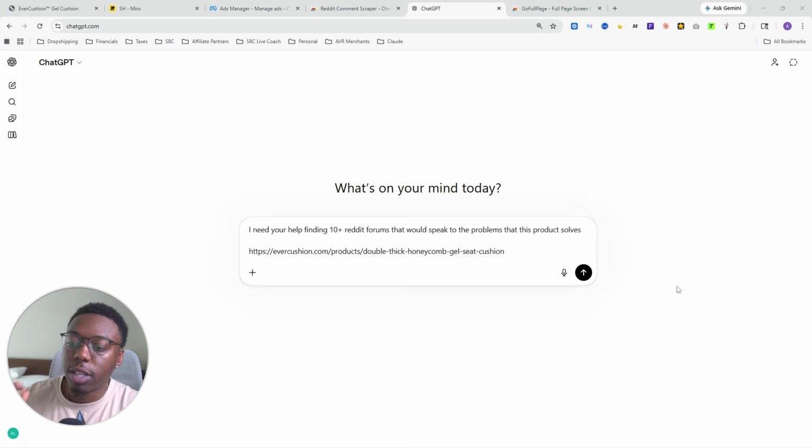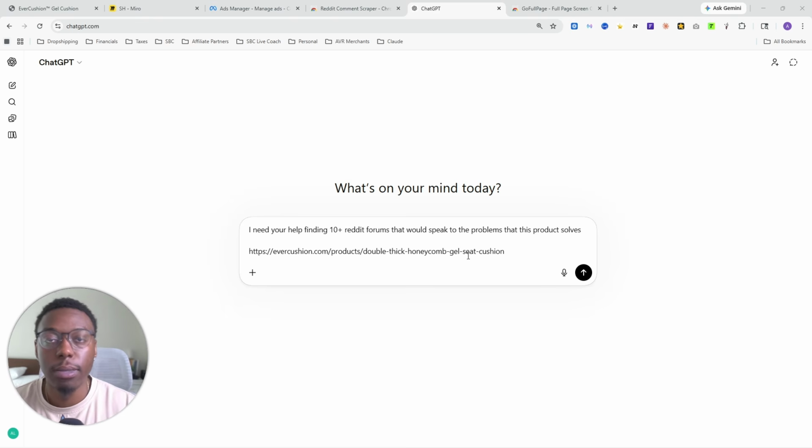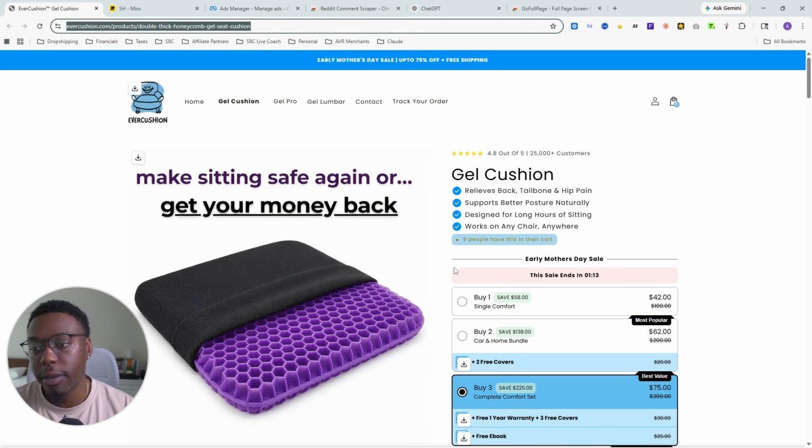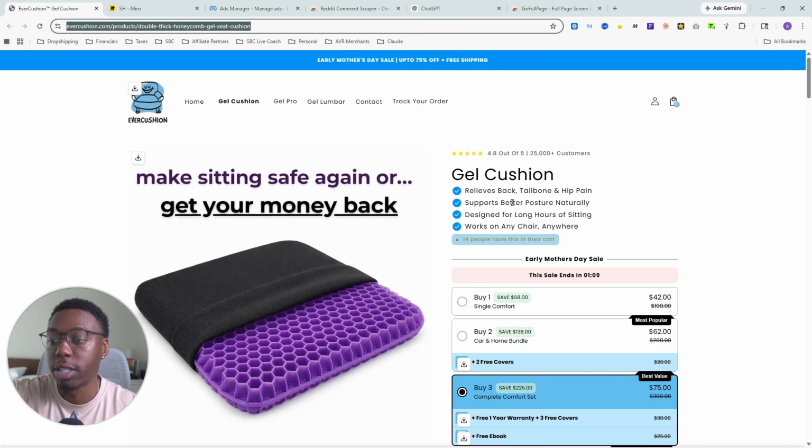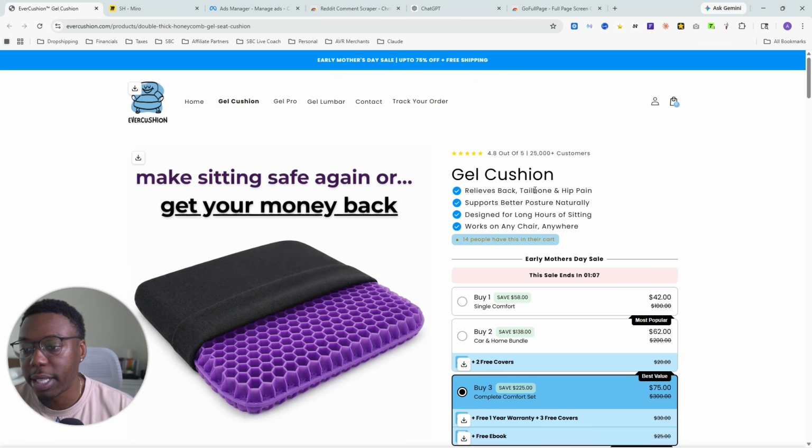This next step is totally optional, but I recommend you do it if you're not too sure what to do. So we're now going to need to look up about 10 to 20 or even more Reddit forums that talk about the problem that our product solves. So obviously for me, I can clearly see and know how this product solves a particular problem, which is back pain, tailbone pain, hip pain.